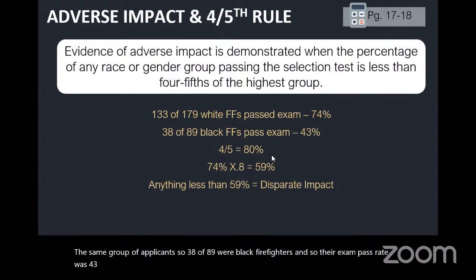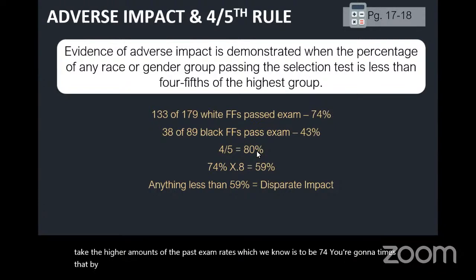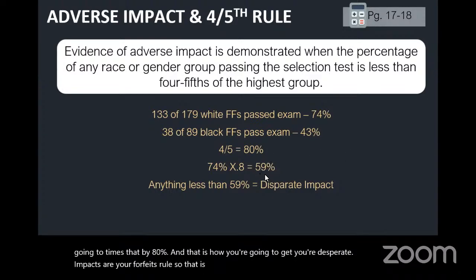What you do is, you remember 4/5 is 80%, right? So you're going to take the higher exam pass rate, which we know is 74%, and multiply that by 80%, and that is how you get your disparate impact threshold, or your 4/5 rule. That is going to be 59%. So anything less than 59% means that you have an issue.